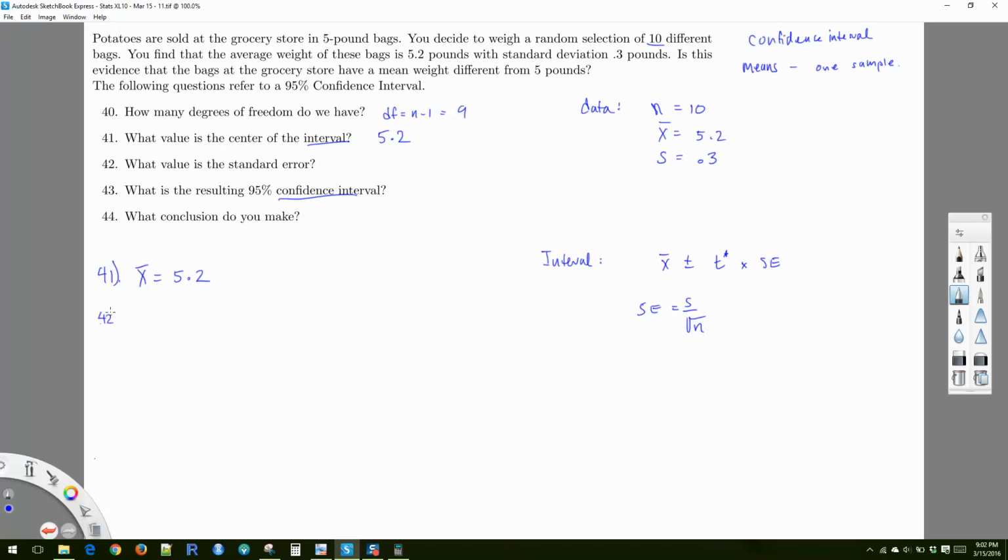42, what is the value of our standard error? S over the square root of n. So we're going to have 0.3 divided by the square root of 10. I'm getting 0.0949.